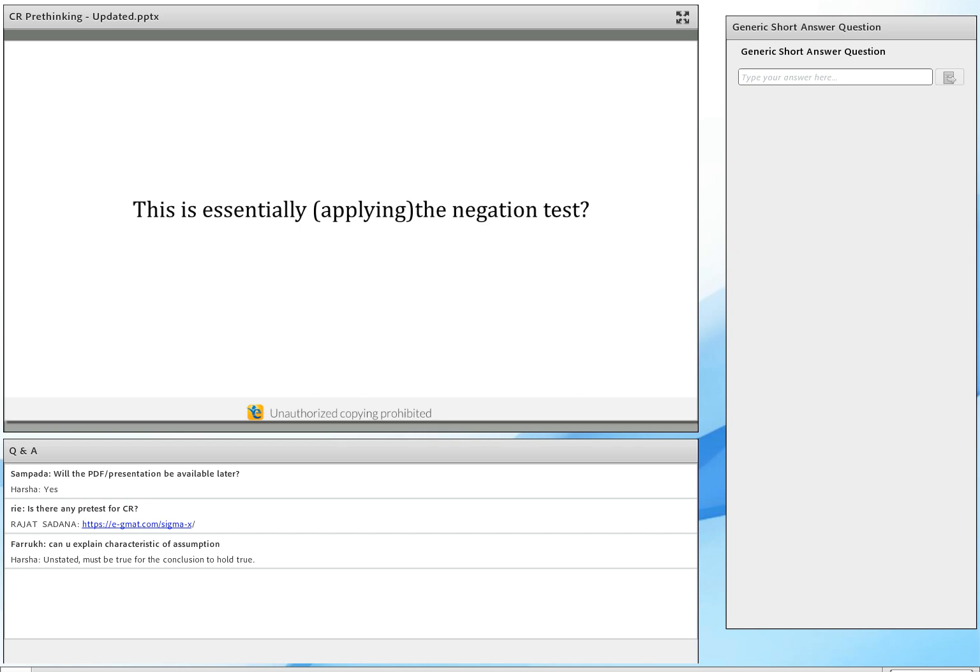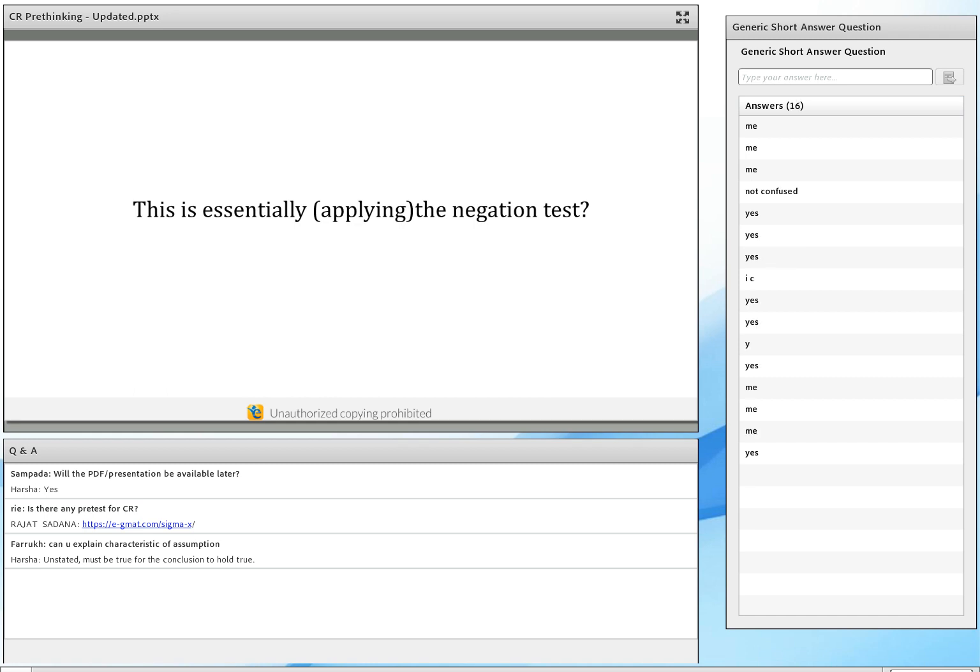Now, how many of you are confused already? You may say, how do you say that when a statement is not true, its negated version automatically becomes true? How many of you are confused with that statement? When I say a statement is not true, its negated version automatically becomes true. How can you say that?